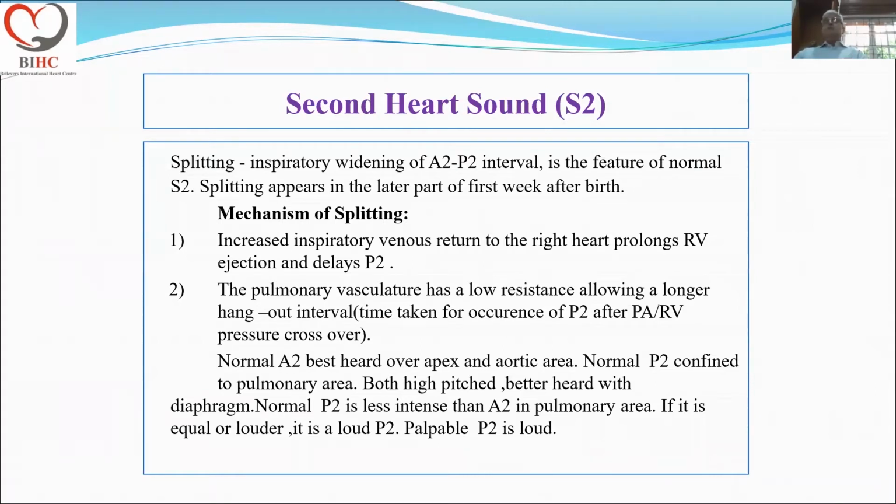This is because in inspiration, the right ventricle pumps a much larger volume of blood into the lung. In inspiration, there's a venous return increase into the heart. Therefore, this right ventricle has to pump out a larger volume of blood in inspiration, and therefore the P2 is delayed. The occurrence of the end of systole in the right ventricle is later, which is to say that P2 is delayed. In addition, there is a different mechanism which is related to the pulmonary vascular resistance and the hangout interval.